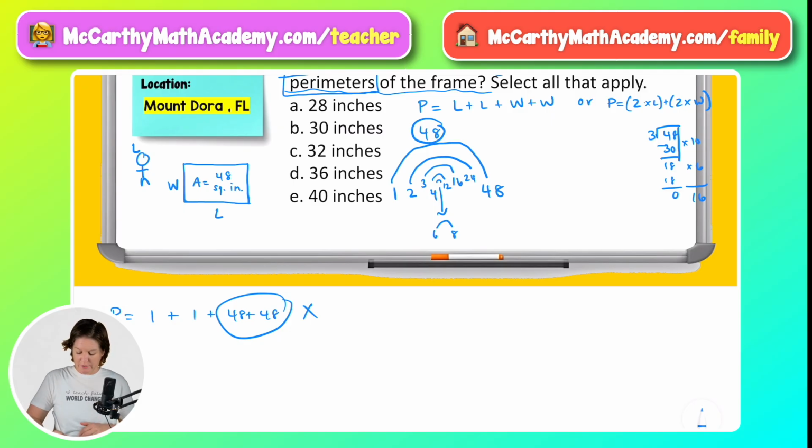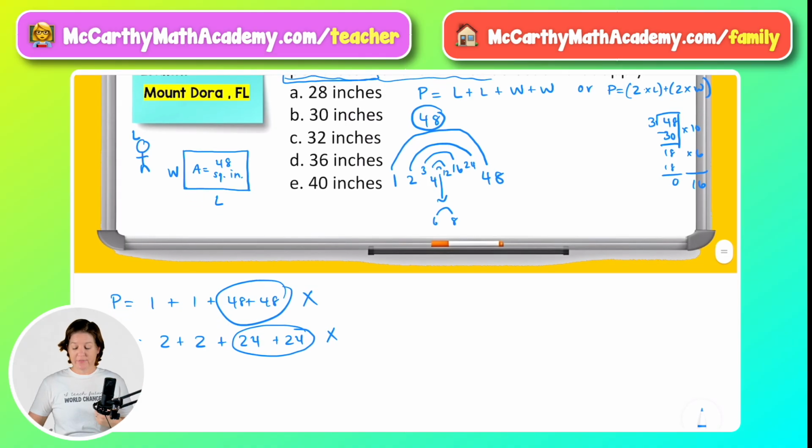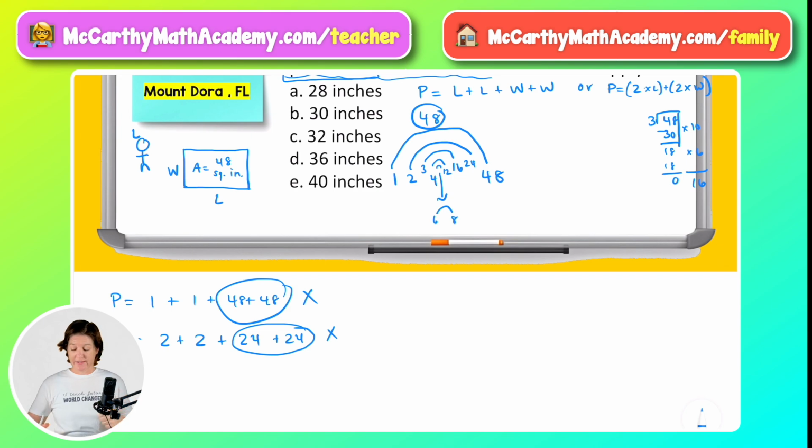So now moving on, what if we have 2 plus 2, because we know that the opposite sides are congruent. 2 plus 2 plus 24 plus 24. Again, using number sense, I can say 24 and 24 is 48 inches already. That's more than what we have. We go from 28 inches to 40 inches. So that is not going to give us an answer choice. I can kind of stop solving that.